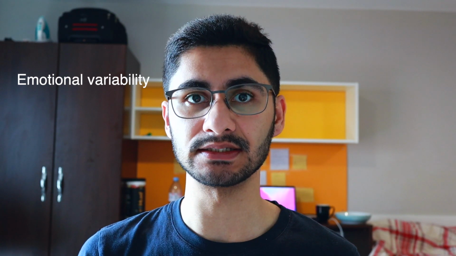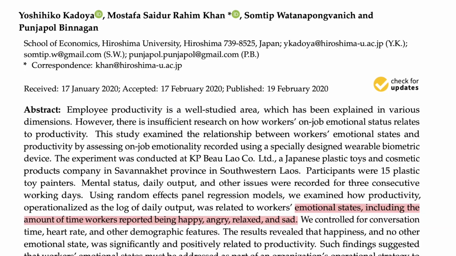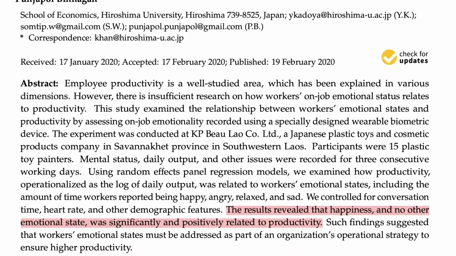For this, I'll need to introduce you to the idea of emotional variability. Essentially, what that means is changes to your emotion during the day. So for example, if you're happy one moment and angry the next moment and then sad the next moment, this emotional variability can affect your focus and your productivity. A study carried out on employees, looking at when they felt happy, angry, sad and relaxed, actually showed that only when the workers were feeling happy was that related to improved productivity. It basically means throughout your working day, you don't want to have fluctuations in your emotions because that can affect your focus and your productivity.